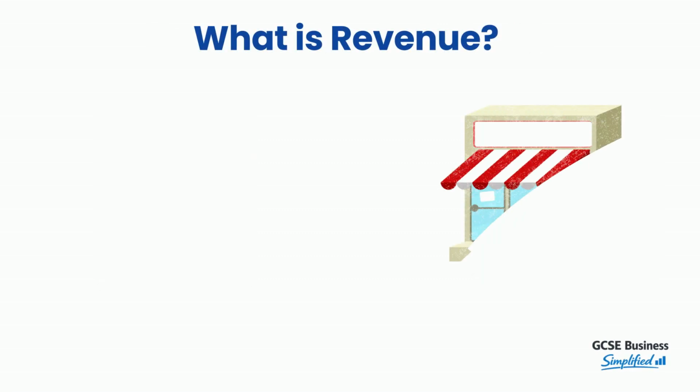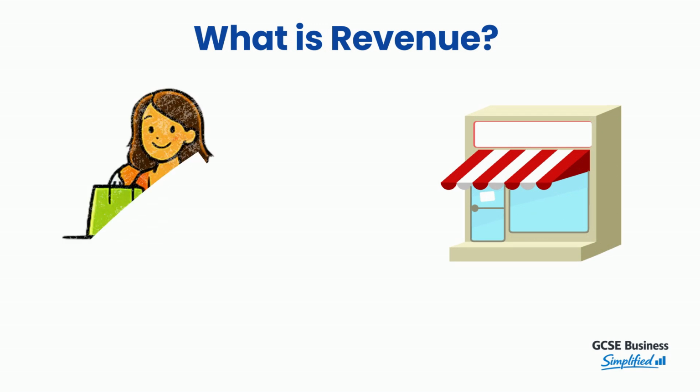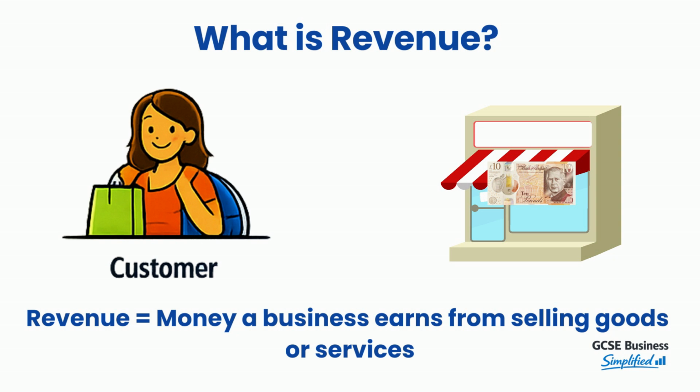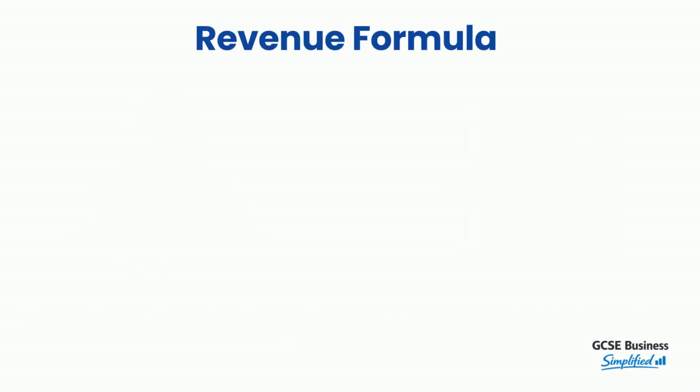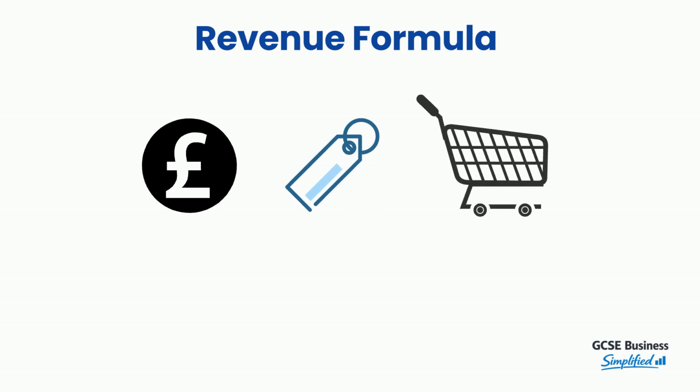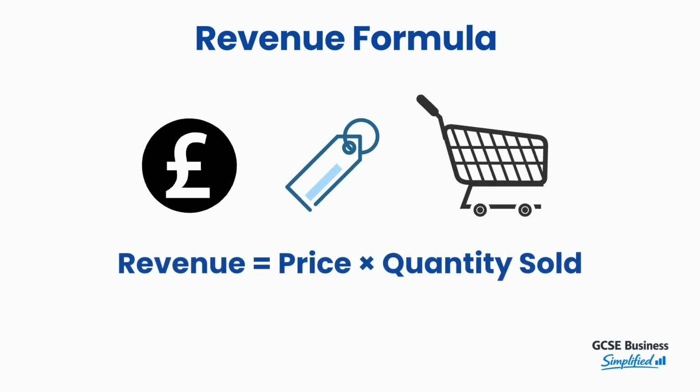Revenue is the money a business earns from selling its goods or services. Every time a customer buys something, the business receives revenue. To calculate revenue, multiply the selling price by the number of items sold. Price times quantity gives total revenue.